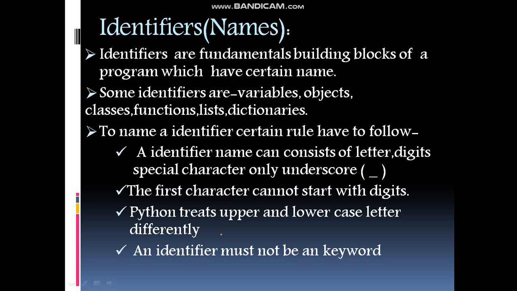So our next topic is identifiers. An identifier is also a type of token. So what are they? They are the fundamental building blocks of a program which have a certain name. You can think of it as a place where you can store certain things. For example, some of the identifiers are variables, objects, classes, functions, lists, and dictionaries.